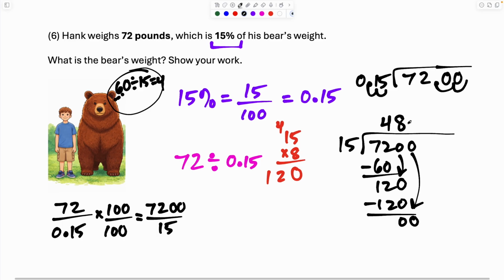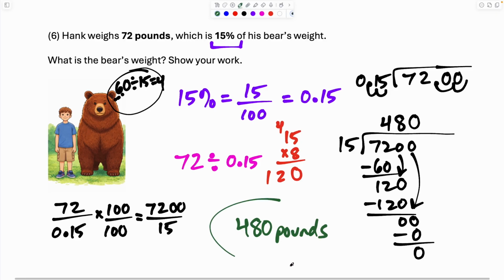0 divided by 15 is 0. When we multiply by 15, 0 times 15 is 0. Subtract, we get no remainder. Okay, so we get 480 exactly. So what is the bear's weight? The bear weighs 480 pounds. Okay, so this is the bear's weight.